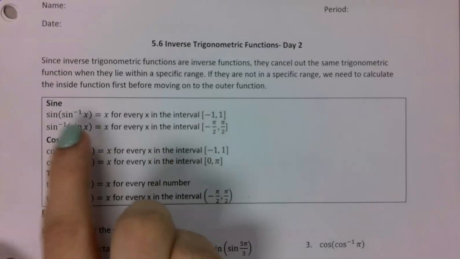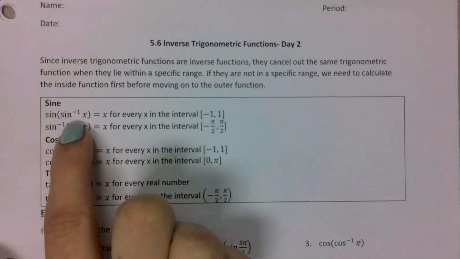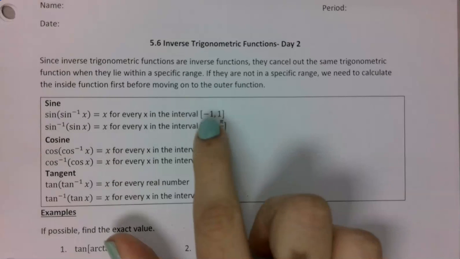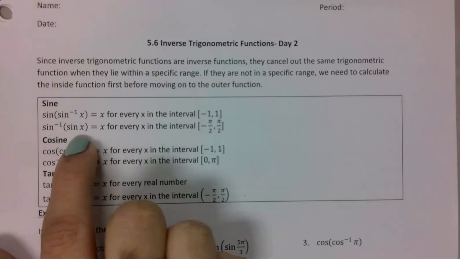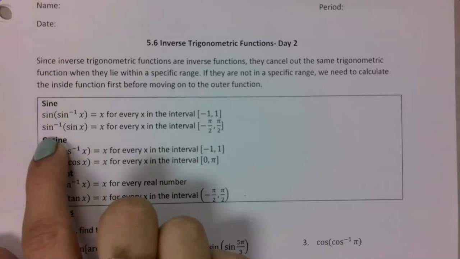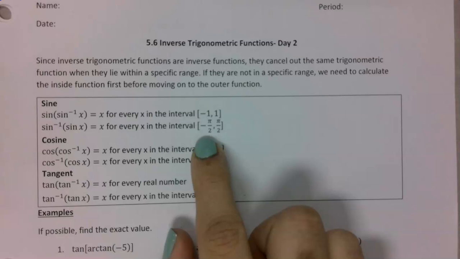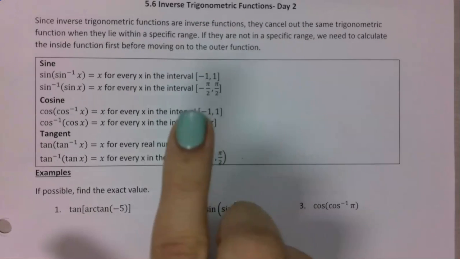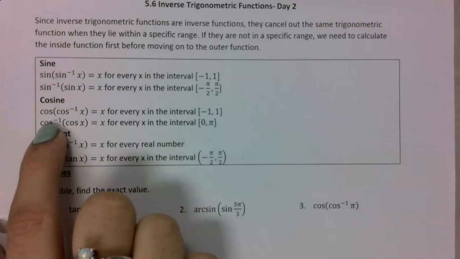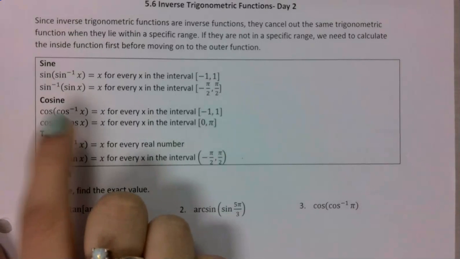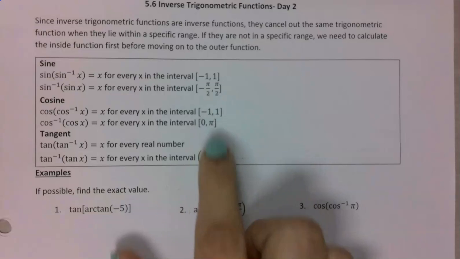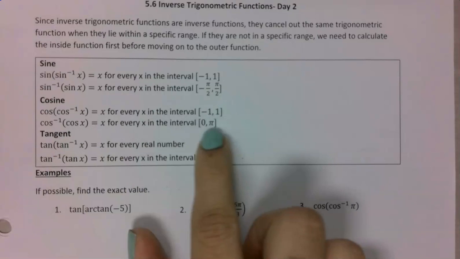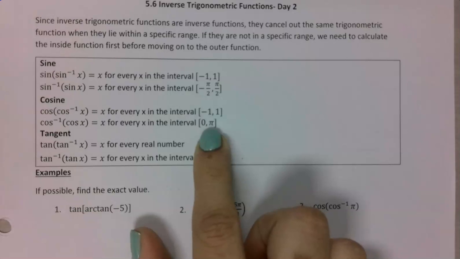So for example, if I'm finding the inverse sine first, and then I'm finding sine, it needs to be between -1 and 1. If I'm going in the opposite order, so I'm finding sine first, and then I'm finding inverse sine, it needs to be between -pi/2 and +pi/2. Same thing for cosine and inverse cosine. So if I'm finding inverse cosine first, it needs to be between -1 and 1. If I'm finding cosine first, it needs to be between 0 and pi.